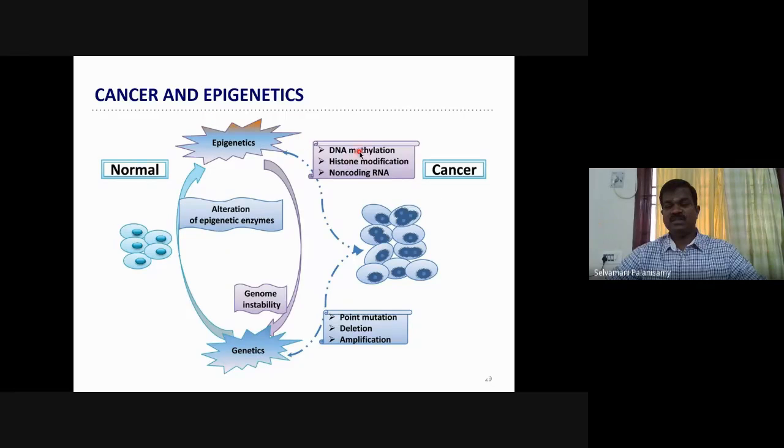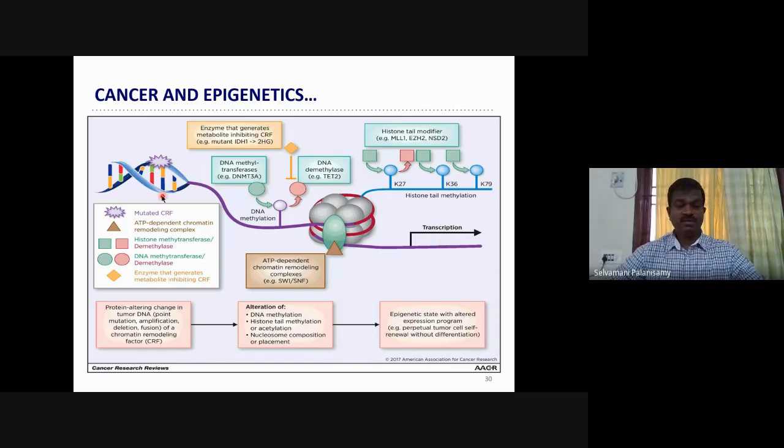So the epigenetic changes involving DNA methylation, histone modification, and non-coding RNA lead to cancer. Suppose, by way of genetics, these normal cells undergo some mutation, deletion or amplification, then also it leads to cancer. So in earlier days, we looked into this channel of being genetically prone to cancer. But now it is our science that has educated us to look into the epigenetic domain also for the causes and prevention of cancer. So now, coming to the picture of DNA again, it undergoes DNA methylation.